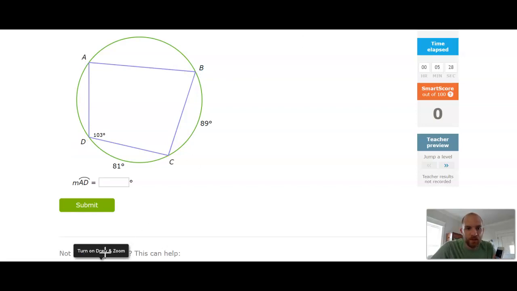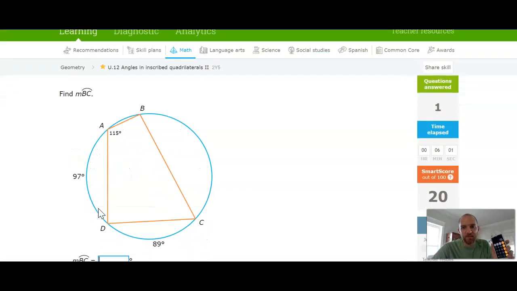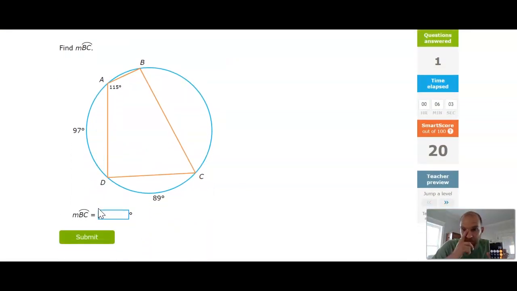I'm going to erase all this. I'm going to turn off draw and zoom. I'm going to try this here, 73 degrees, submit it, and you are in good shape. Let's turn this on again for another diagram.